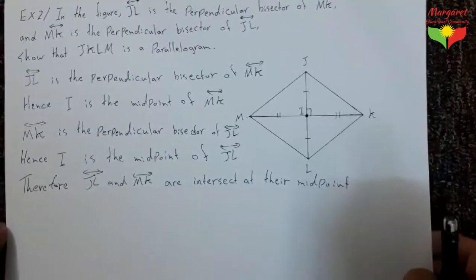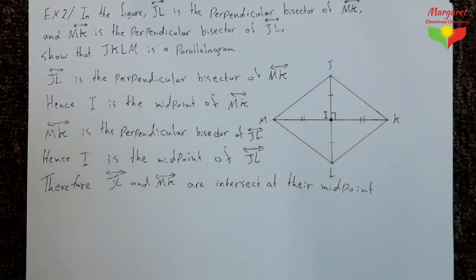And we say that if two segments intersect at their midpoint, then their endpoints form a parallelogram.